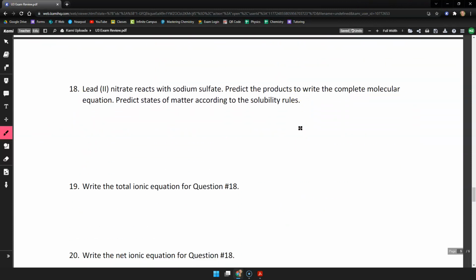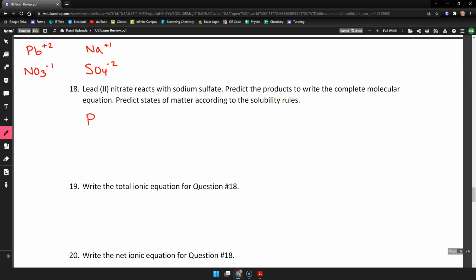All right. Lead(II) nitrate reacts with sodium sulfate. Predict the products to write the complete molecular equation. Predict states of matter according to the solubility rules. All right, so we have lead, Pb, lead(II), so +2. Lead(II) nitrate, nitrate is NO3 with a -1 charge. Sodium sulfate, so sodium is Na, its charge is +1. And sulfate is not sulfur, it's SO4 with a -2 charge.